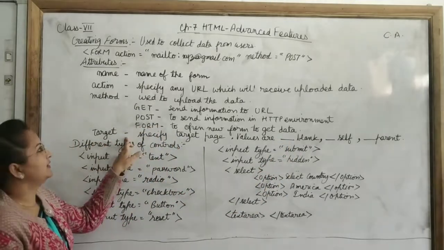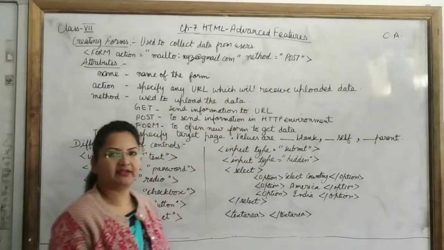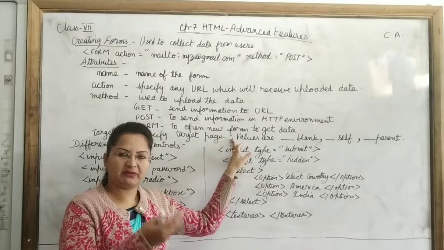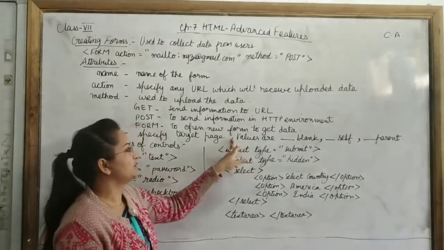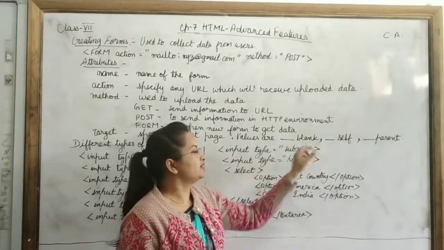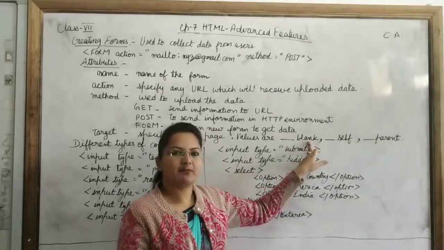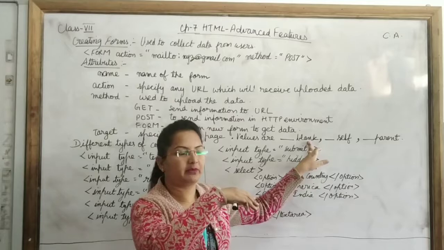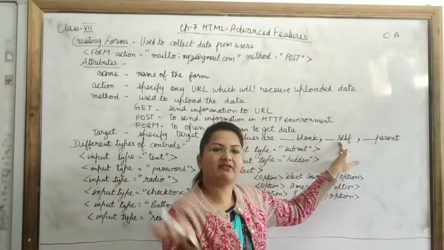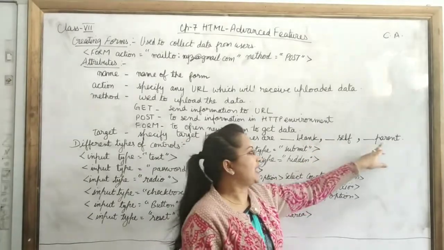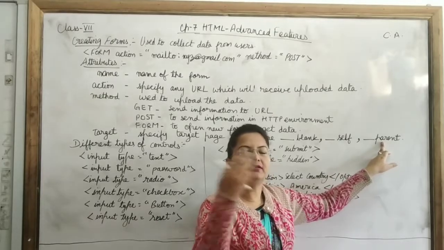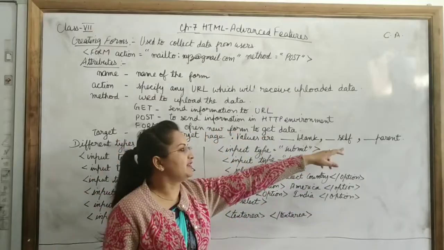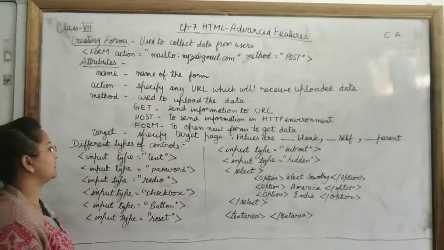Now target. After method, we can also write the target. If we want to open a blank page, that means a new page. There are three values. In the three values, there is blank. Blank will open the blank page, that means the data will be sent to the blank page. Now self means data will be sent to the same page. And parent means the data will be sent to the previous page. So these three values we can specify in the target attribute.